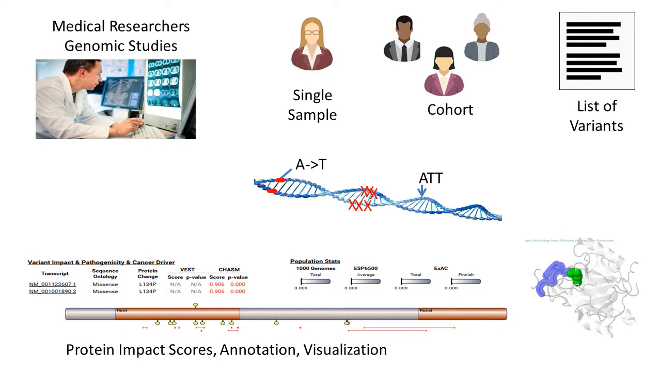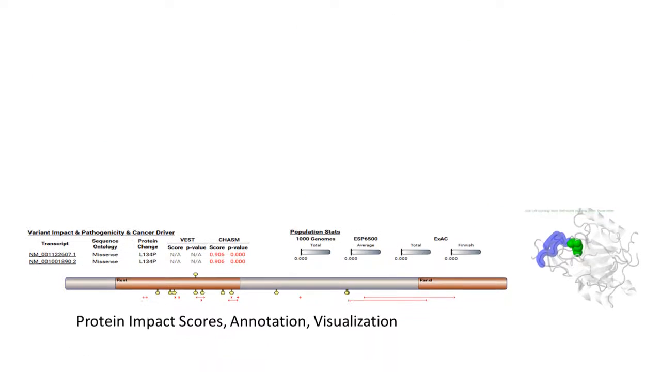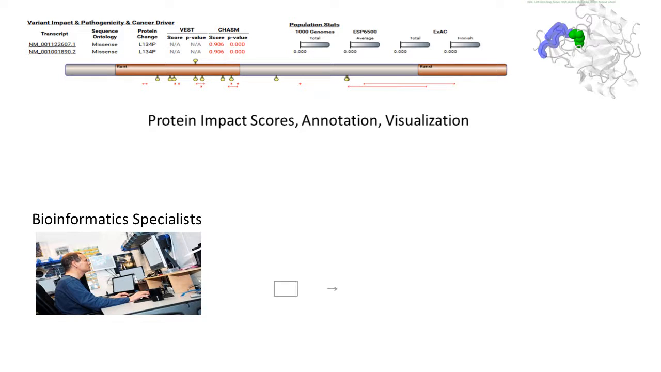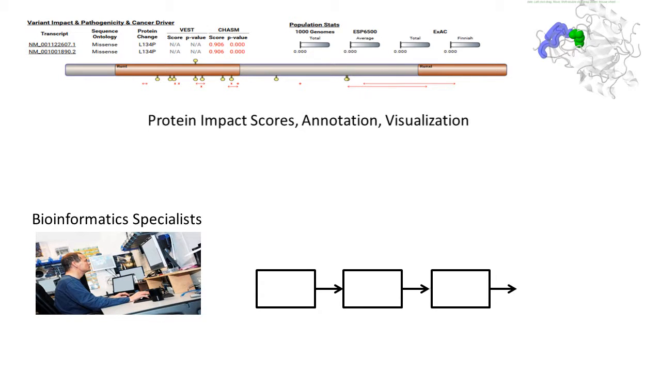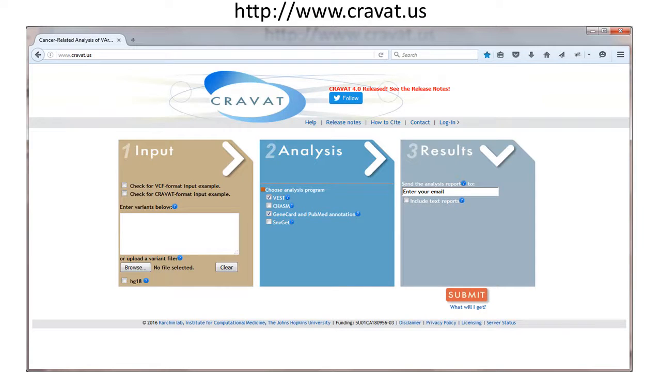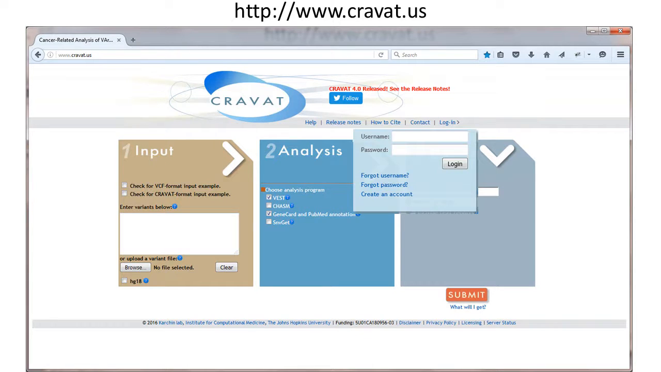The tool currently focuses on the protein impact of variants and is a good match for exome sequencing studies, but in the future will include more non-coding variant annotation. In addition to medical researchers, CRAVAT also supports bioinformatics professionals. We provide several programmatic methods of performing analysis and integrating our results with bioinformatics pipelines. CRAVAT is an open source web-based service available at cravat.us and is free for government or academic use. Although not required, we recommend setting up a login to get access to our interactive results browser.